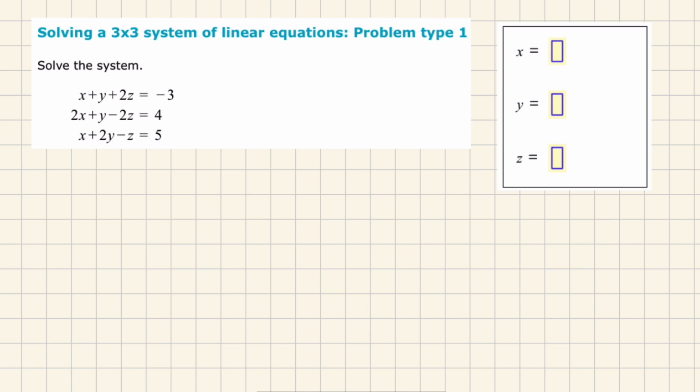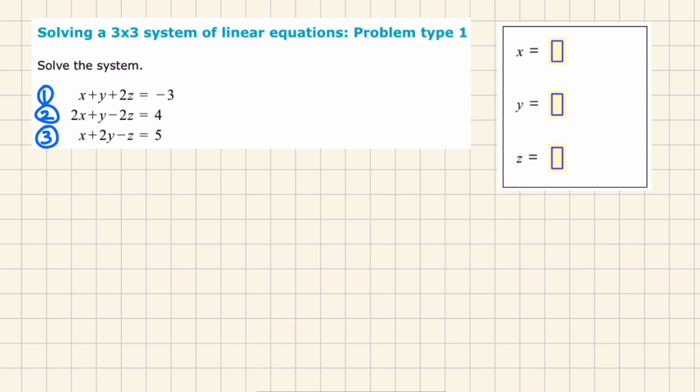And the method that I'll be using here is elimination, and I'll start by numbering or naming each of these equations. So we can call the first one equation 1, the second equation 2, the third equation 3. And for elimination, our goal is to add either these equations or multiples of these equations to eliminate variables.